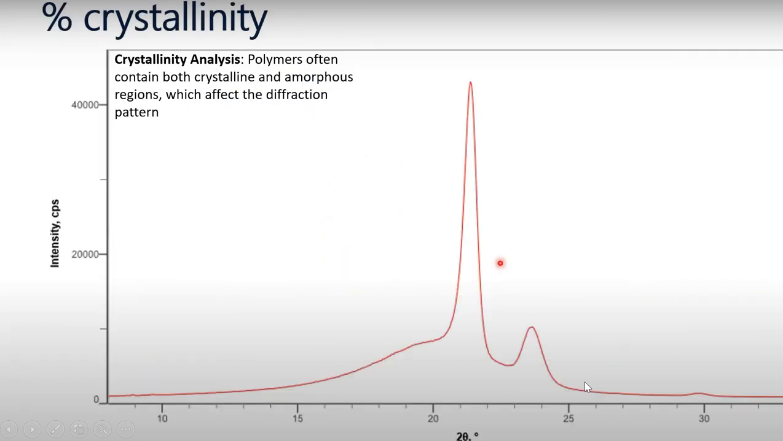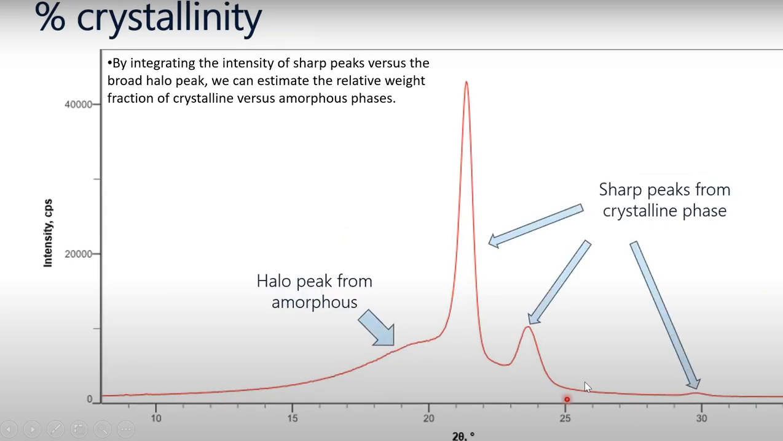The another application is the percentage of crystallinity. Generally, the polymers often contain both crystalline and the amorphous regions, which affect the diffraction pattern. Using XRD, we can find the percentage of crystallinity. This is the XRD pattern of one of the polymer. The sharp peaks from this data are due to the crystalline phase, and the hollow peak is due to the amorphous.